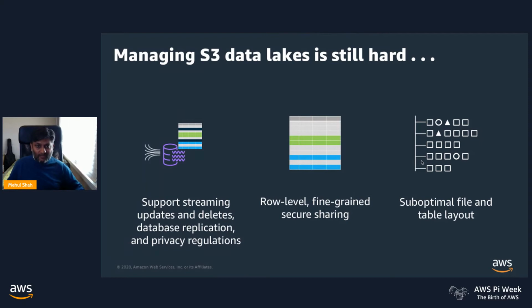S3, as you know, is a large object store which has immutable objects. And so if you want to do things like database replication or adhere to privacy regulations, you've got to somehow find a way to efficiently modify those objects. And so they're having trouble doing that themselves. They want to share their data in a much more fine grain, not just at the column level, but also at the row level. And as their data lakes are evolving, what they're finding out is the data structures that they have on their data lakes are suboptimal. They sort of periodically have to tune them up.